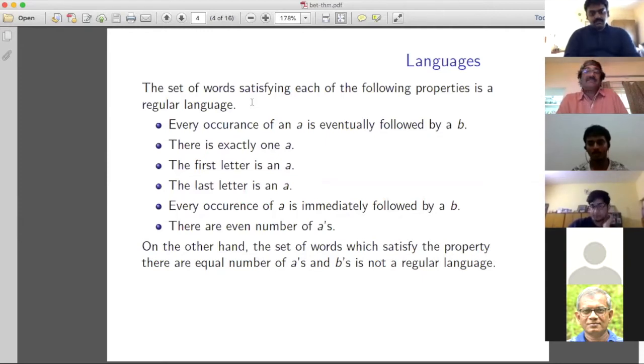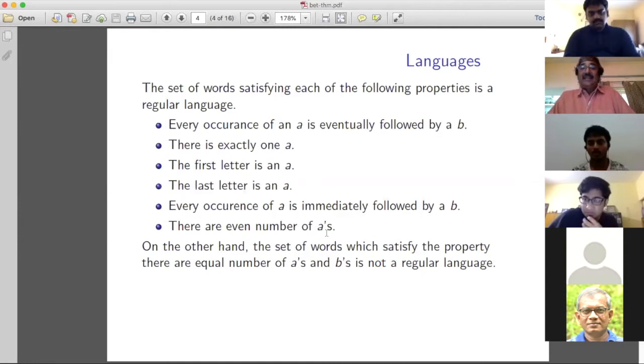And there is exactly one A, like all sequences where the first letter is an A, the last letter is an A. Every occurrence of A is immediately followed by a B. This is different from that, right? Here, what you're saying is that the moment you see an A, you can't have a C in between. What you see immediately next is B. So it's AB, AB, AB, with lots of C's probably interleaved if you had C's. And then here is one which says that there are an even number of A's in the string. So these are all things you can think of as specifications. And what we can show, again, an elementary exercise at the beginning of automata theory, is that you can build automata.